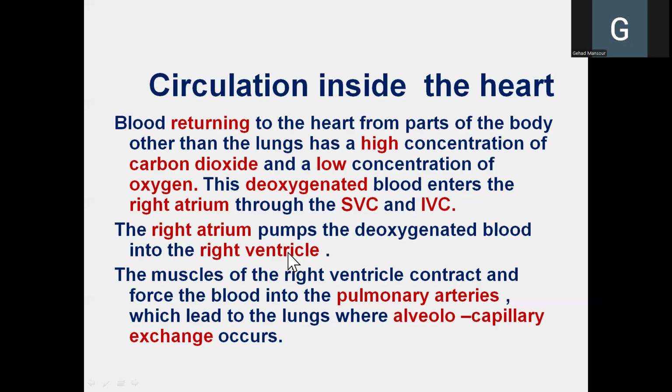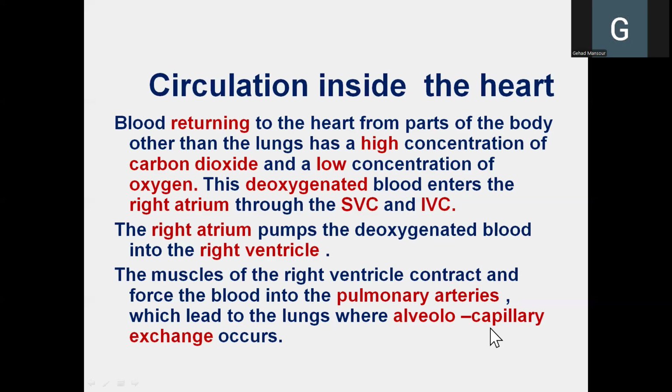What is the chamber that receives deoxygenated blood from the right atrium? It is the right ventricle. So the right ventricle receives deoxygenated blood from the right atrium. What is the large artery or vessel that receives deoxygenated blood from the right ventricle? It is the pulmonary artery.